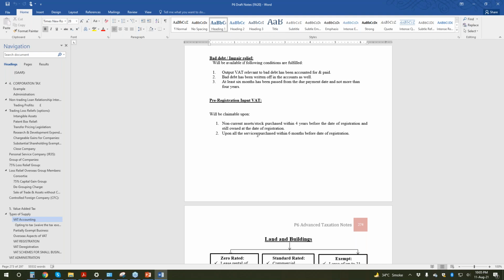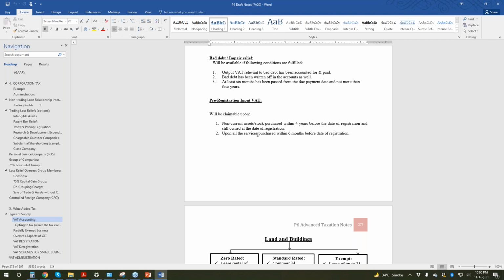So it depends on whether it was goods or services. If they were goods or stock, then the criteria is you can recover their input VAT even if you bought them 4 years before registration, but they should be in your stock at the time of registration. If you have bought them and sold them before the registration, you cannot recover their input VAT. So you can recover, however, they should be in your stock at the time of registration. And even if they were bought 4 years before, you can claim their input VAT on the first day of registration.